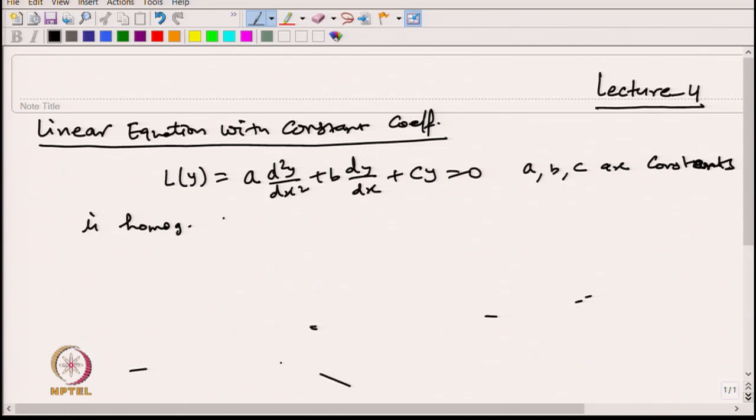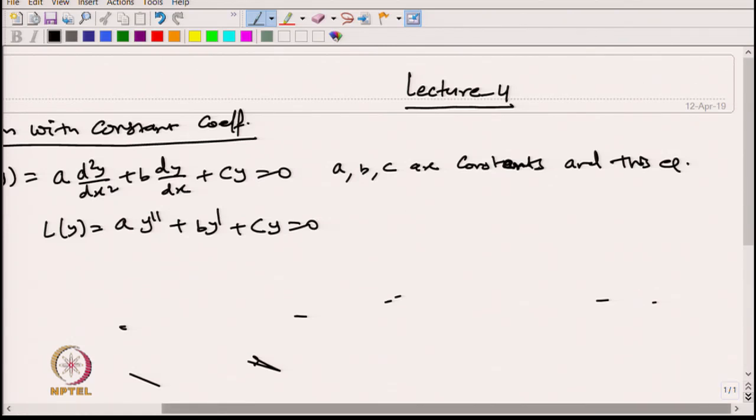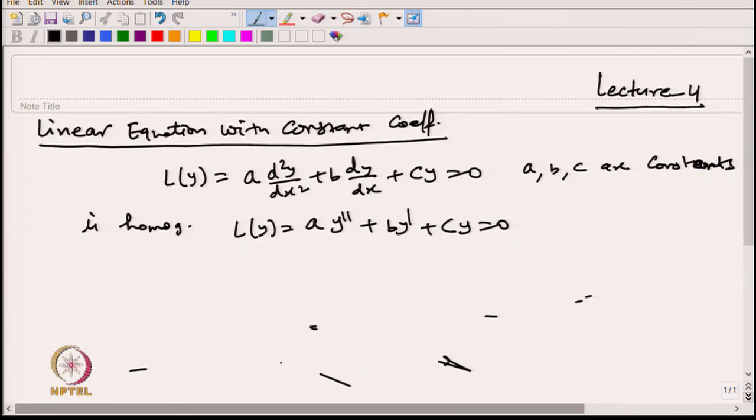because the right hand side function I have taken is equal to 0. So, this differential equation we generally also write as Ly equal to a y double dash plus b y dash plus cy equal to 0, because it is very difficult to write dy by dx each and every time. So, for the shortcut we can write this equation like this also. Now, my a, b, c are constants and this is equal to 0.